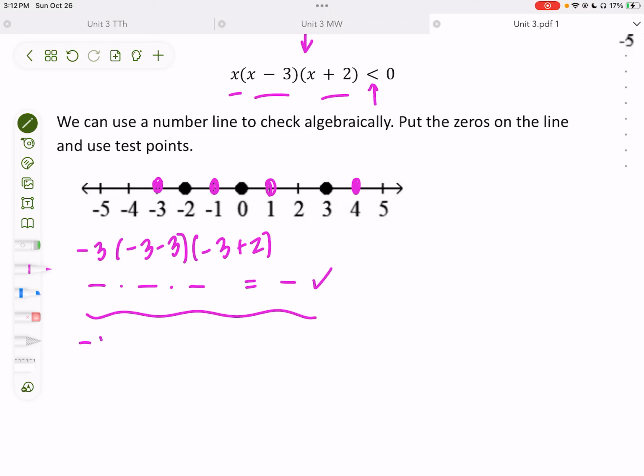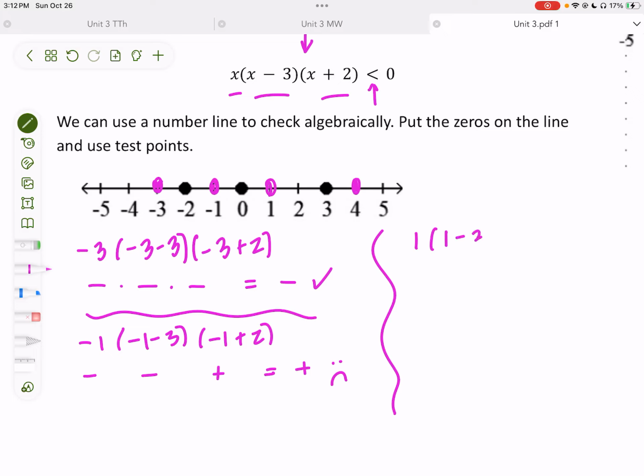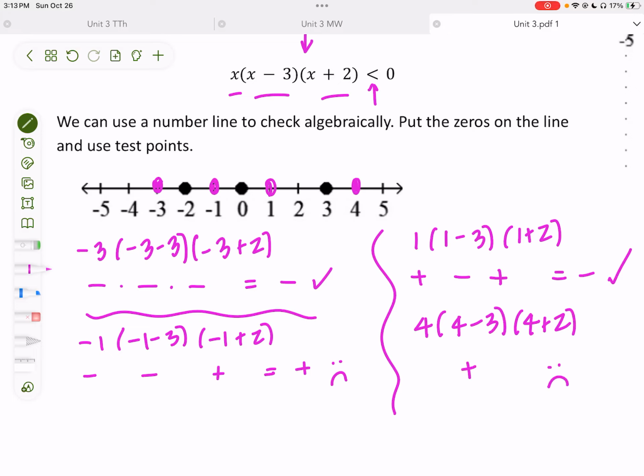If I plug in -1, I'm going to have -1 times -1 minus 3 times -1 plus 2. Negative, negative, and a positive. So that's not going to work. If I plug in a positive 1, I have 1 times 1 minus 3 times 1 plus 2. That's a positive, negative, positive, which will be a negative number. And finally, if I plug in a 4, I have 4 times 4 minus 3 times 4 plus 2. These are all positives, so that does not work.